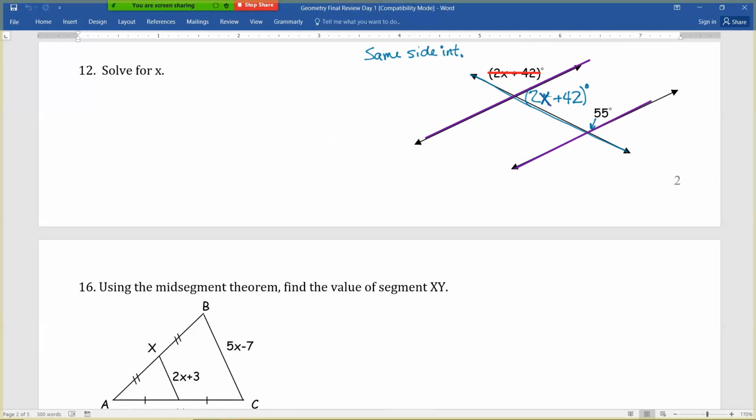So same side interior angles are not congruent. They are supplementary, which means they add to equal 180 degrees. So I'm going to take 2x plus 42 plus the 55. And since they're supplementary, they have to equal 180 degrees. And like a lot of problems, we've just created an algebraic equation that we need to solve. First of all, we're going to combine like terms. 42 plus 55 combined to give you 97.